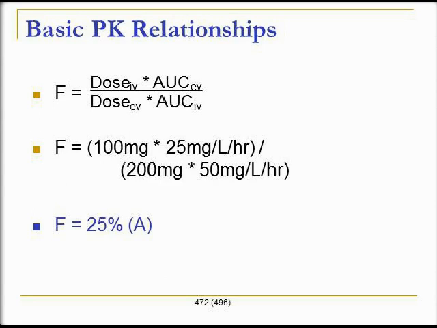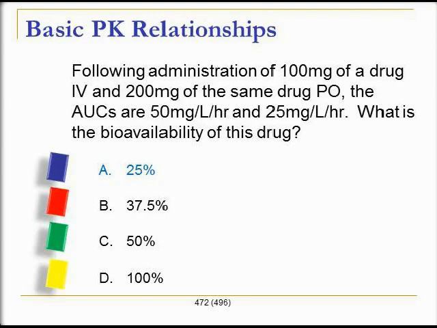So when you're calculating a bioavailability, it's the dose given IV times the AUC given extravascularly, so that could be IM, sub-Q, oral, rectally, whatever, just non-IV dose, over the dose given extravascularly times the AUC IV. So what we'll have is 100 times 25 over 200 times 50. And when you do that, then the answer is 25%. So the correct answer is A.